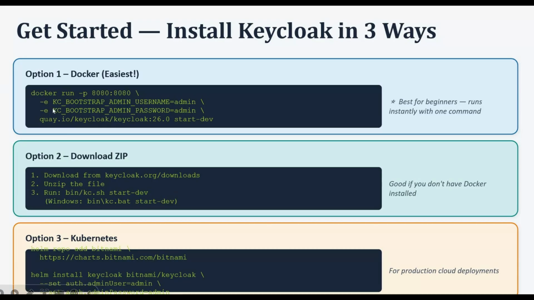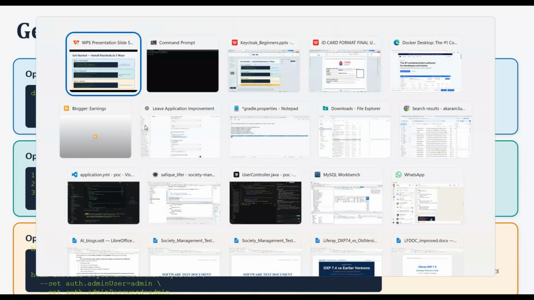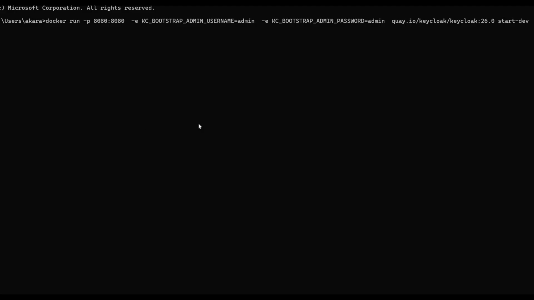So you can copy this Docker command, open your prompt, and hit it and see if you are able to download or install Keycloak or not. So let me do it in front of you. Okay, so let me paste it here, the command which was visible there, and hit it.